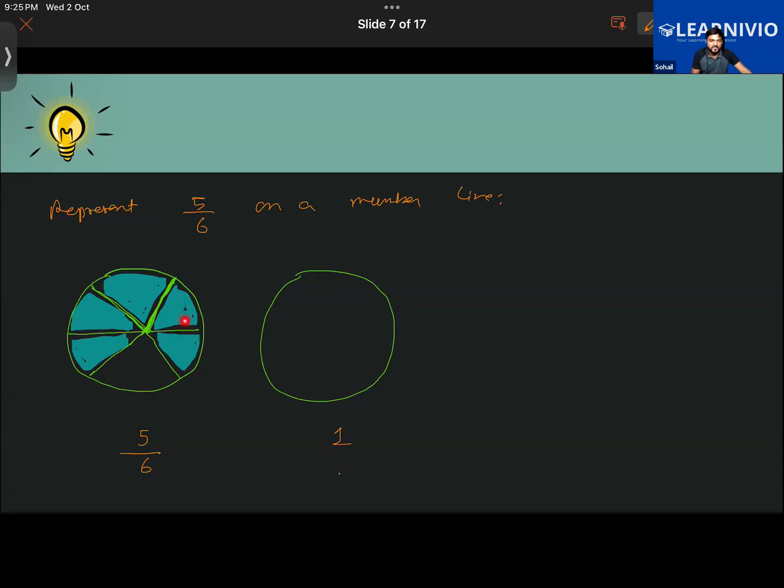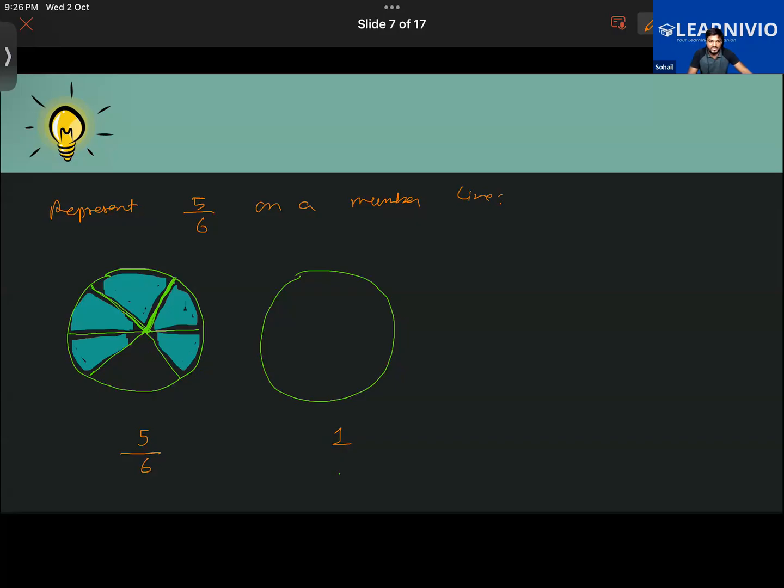So what we are seeing here is that this part of the circle which has been shaded is clearly less than 1. So the fraction 5 upon 6 is less than 1, and it will lie between 0 and 1. So that was the first thing to spot, where the fraction is lying. Okay, hope the topic is clear to you.